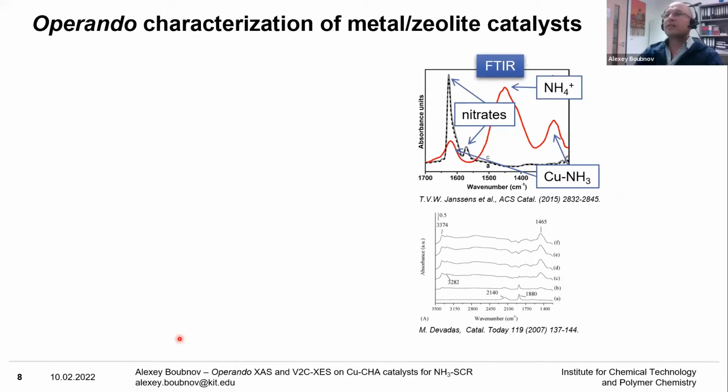So a catalyst, by definition, is a material which increases the catalytic rate without participating in the net reaction, but it is not a dead material. It is a material which actively and dynamically participates in the reaction. So we need to characterize it operando, that means under reaction conditions. And one of the mostly used operando methods is infrared spectroscopy, showing the surface adsorbates.